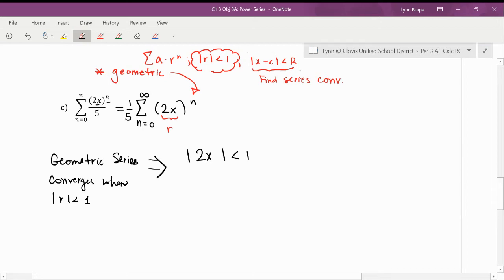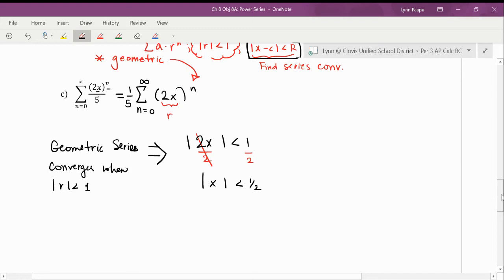So I'm going to have to clean it up a little because it needs to look like that. The first thing I want to recognize is that this is not like AX, it's just X, so I can't have that 2 in front. So the first thing I'm going to do is divide both sides by 2, just to get it to look more like that other equation. And then once I do that, I have the absolute value of X is less than 1/2. And so now it's of the right format, and now I can make my statements about my center, my radius, and so on.